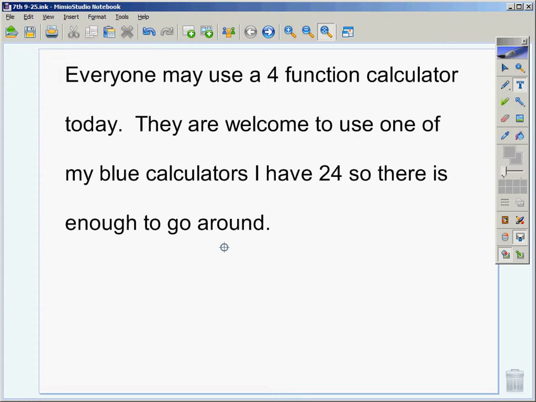Again, please be on your best behavior for Miss Rowell today. Everyone may use a four-function calculator today. You're welcome to use one of my blue calculators in the back. I have 24, so when I return, I expect to find 24. There is enough to go around.